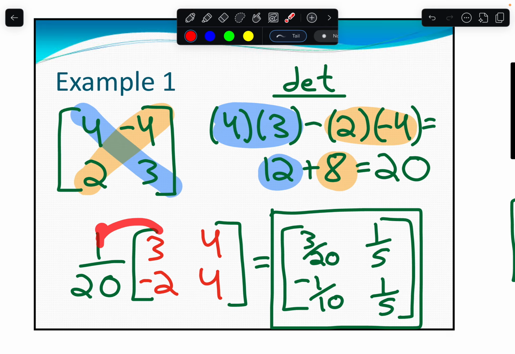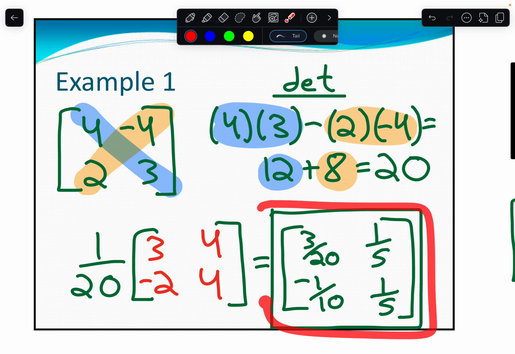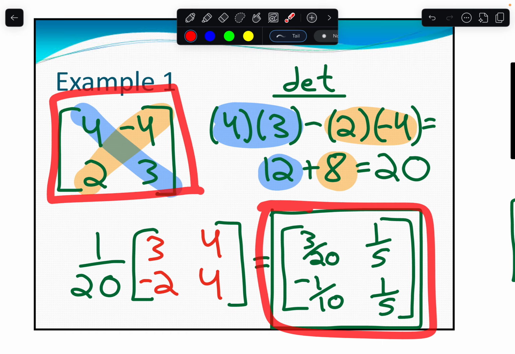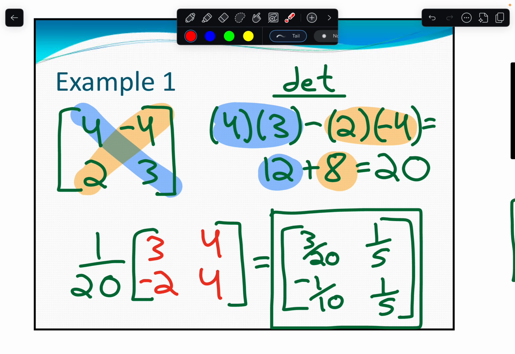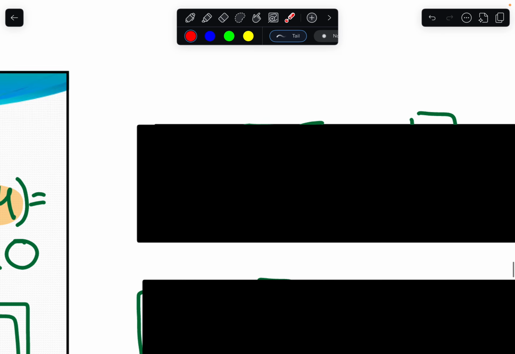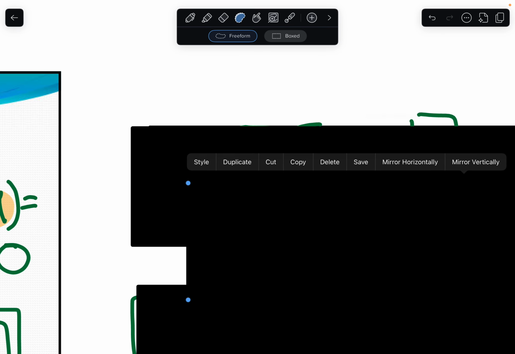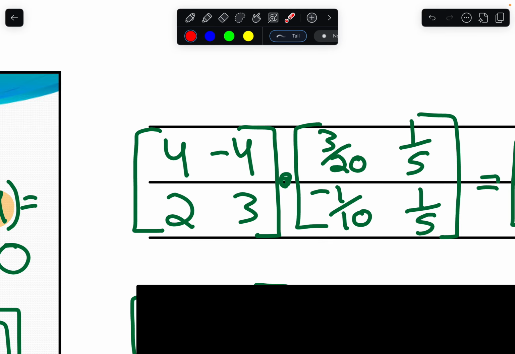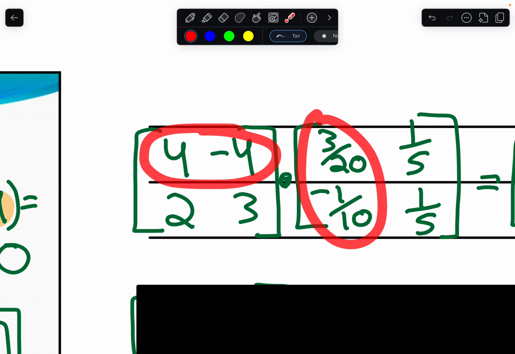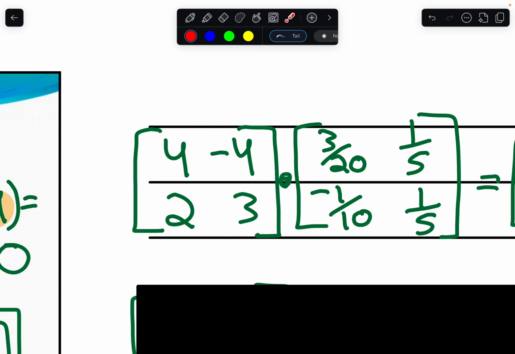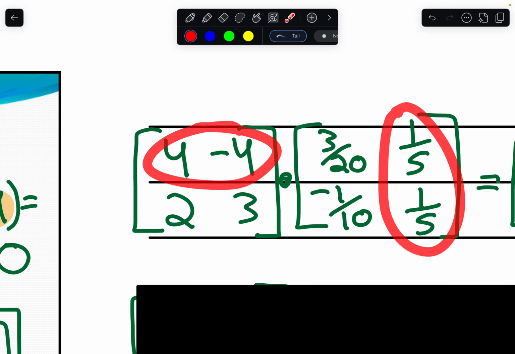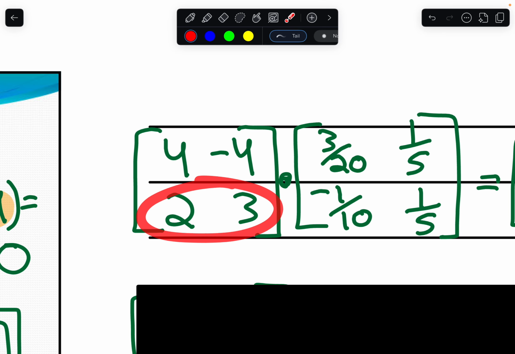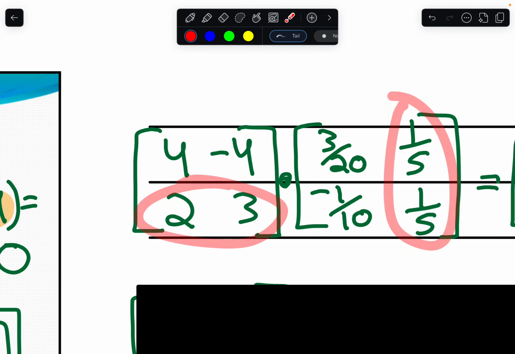And again, this is just distributing, basic matrix operation. And this matrix is the inverse of the original matrix. How can you prove that? Well, if it truly is the inverse, then I should be able to multiply these together. And so if I go first row, first column, that should give me a 1. First row, second column should give me a 0. Second row, first column should be a 0 as well. Second row, second column should be a 1.